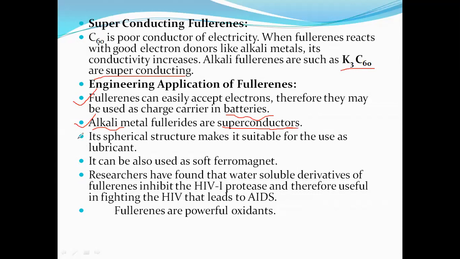Next, C60 has a lubricant character because of the shape of the molecule. C60 has a globe-like geometry, and because of this geometry, C60 materials are known to be excellent lubricant materials. Next, C60 is also known to be an excellent soft ferromagnet.